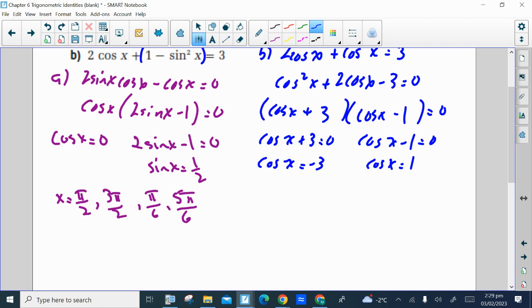And so we get two potential sets of answers coming from where cos of x equals -3 and cos of x equals +1. But there will not be any answers for the cosine of x equal -3, because the graph of cosine only goes up to 1 and down to -1. It never gets to -3. So there will be no solutions for that part. Only where the cosine of x equals 1.